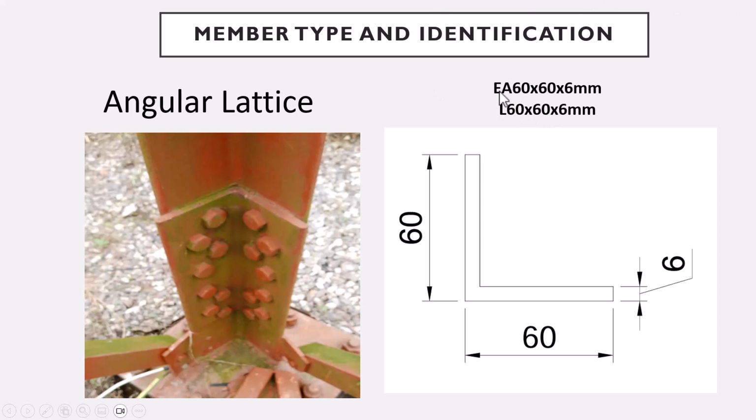What EA represents is simply our equal angle. So when we have EA 60 by 60 by 6, it simply means that this part to this part is 60. This is an equal angle. So this part to this part is 60, while from this point to this point is also 60, and this to this place, which is our thickness, is 6 mm. Same thing as this, just a different representation, as I said earlier, depending on the code you are using for design, or the code they are using to reference these annotations.